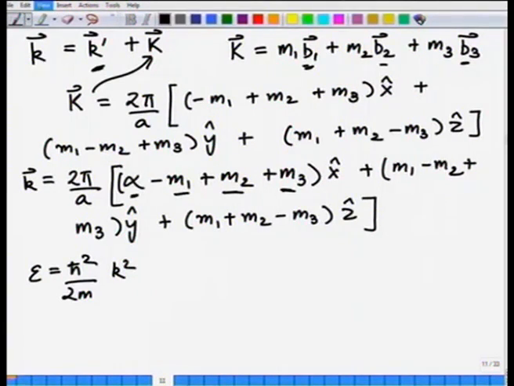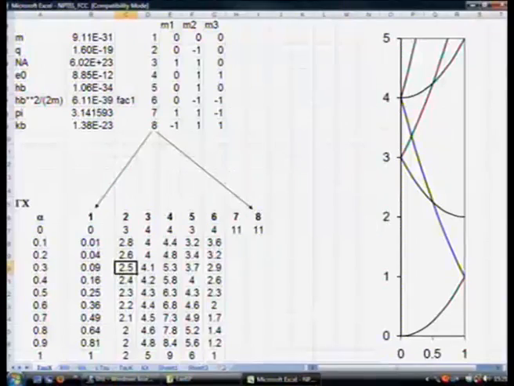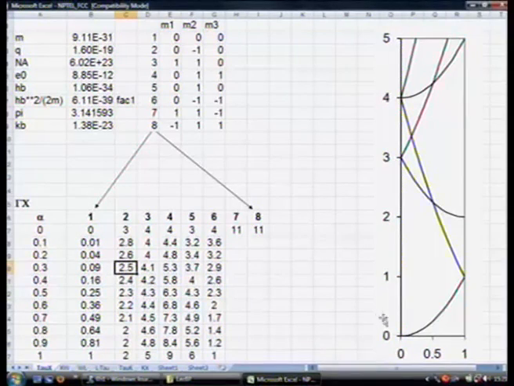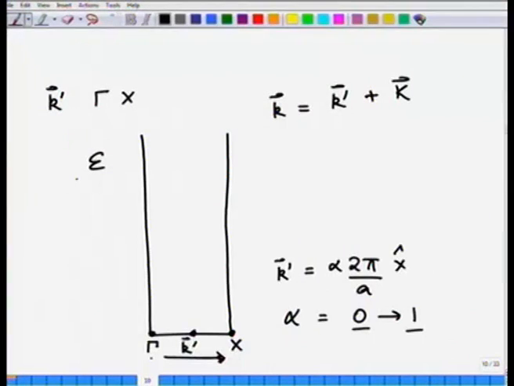Let me first show you these calculations which I have done for you. Here is the gamma point, this is the gamma point right here, and here is this X point. What I am plotting, 0 to 1, is the value of alpha. This value of alpha I am plotting here: 0, 0.5 and 1. And the energy that I am plotting here is energy on the scale of energy divided by h squared by 2m.